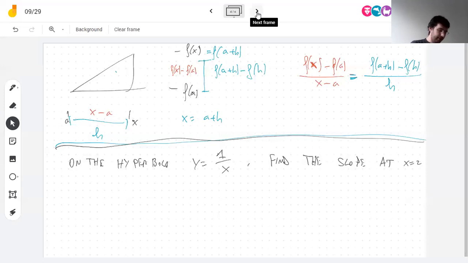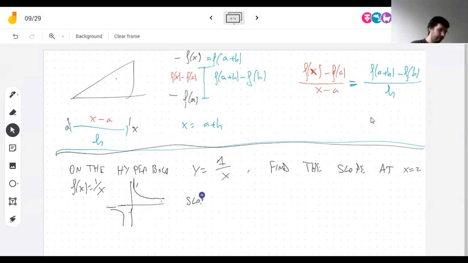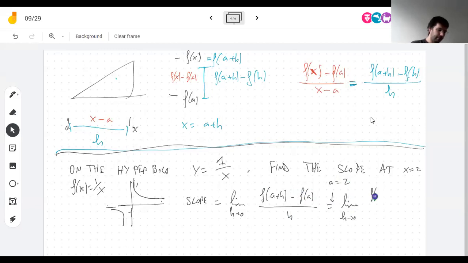So my function here is 1 over x. That way it looks like this. And I'm trying to find the tangent line at, what did I say, 2? So the formula says, take the limit as h approaches 0 of f of a plus h minus f of a divided by h. So a is going to be 2. This is the limit of f of 2 plus h minus f of 2 divided by h.